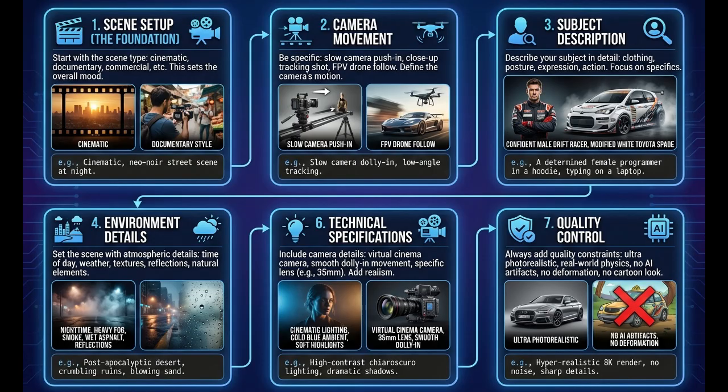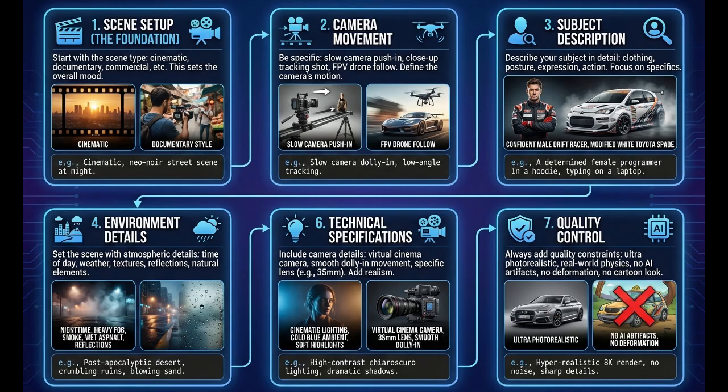So, what goes into a professional level prompt? There are 7 key ingredients that almost always show up in the best ones. First, you want to set the overall scene and style right at the beginning. Are we going for a gritty cinematic feel, a sleek commercial vibe, maybe documentary-style realism? This one decision sets the entire mood and tone for the video.